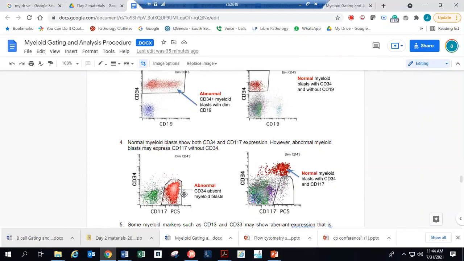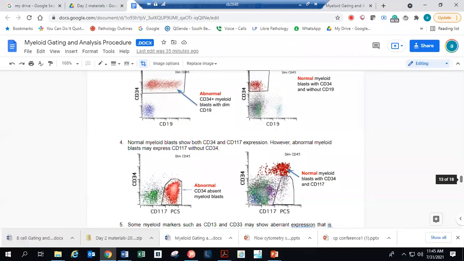Next, coming to CD117. You can see the brightest CD117 over here, and CD34 that is absent. These normal blasts will have a bright CD34. These are normal myeloid blasts. Then when the myeloid blasts start losing CD34, or else losing CD117, even like this, a little dimmer CD117, when they start losing CD34 or CD117, those are abnormal blasts.